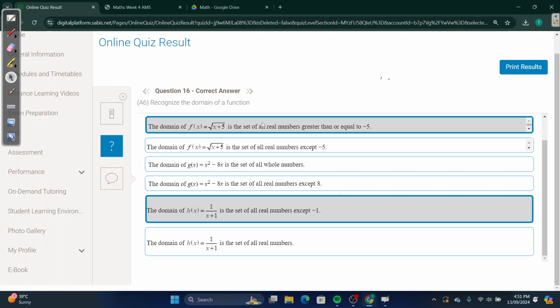And plus, this is not wrong in any way, because you can have -5 in the answer: -5 plus 5 is 0 and root 0 is just 0. It's still defined. The domain of g of x equals x squared minus 8x is the set of all whole numbers. It's not the set of all whole numbers, it's the set of all real numbers. Whole numbers are like 1, 2, 3, 4, whatever, all the way up to any number. That's a whole number, not a decimal. Again, you know what a whole number is. But real numbers are numbers that can, in a simple way, be represented on a number line.